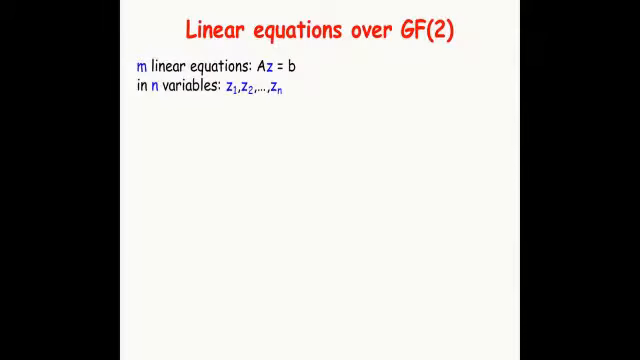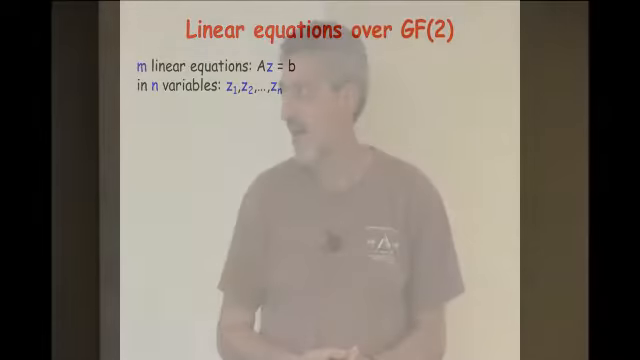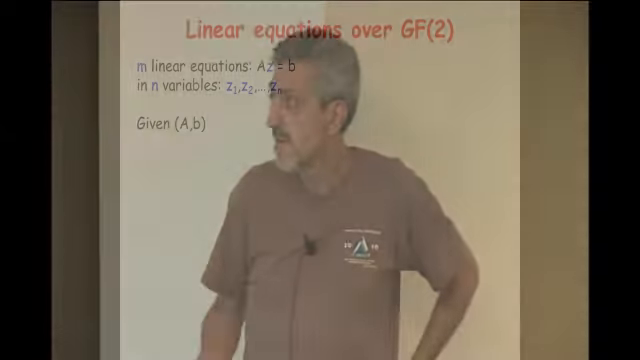OK, so where is it coming from? I'm not going to show you the construction. I want to show you where it's coming from, which I find very bizarre: how some TCS result inspired this kind of geometric construction. So I'm going to tell you about linear equations. Everybody knows what linear equations are. We have some linear system, M linear equations in variables Z, let's say, so n variables.